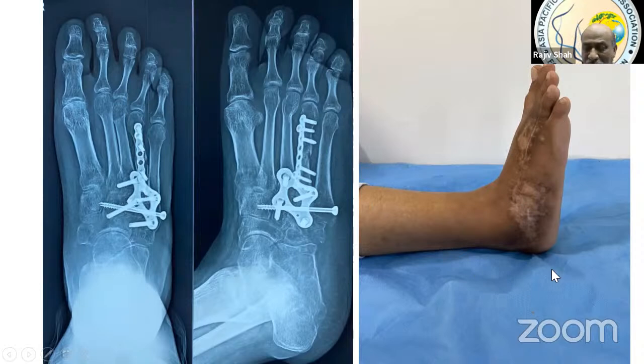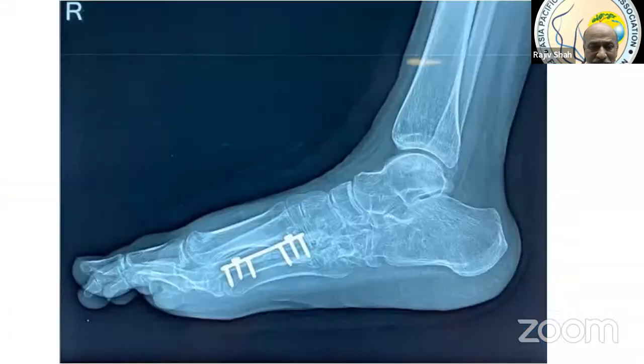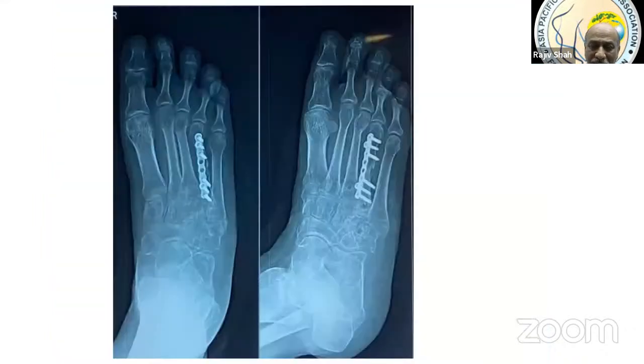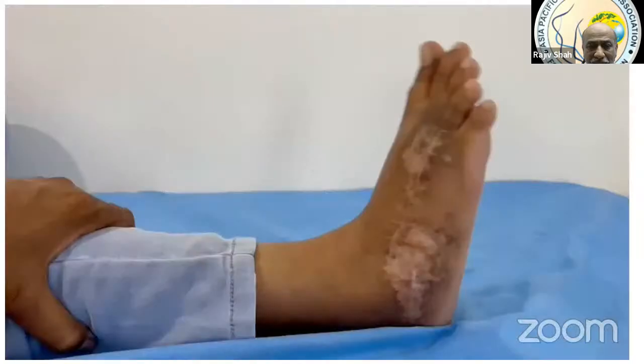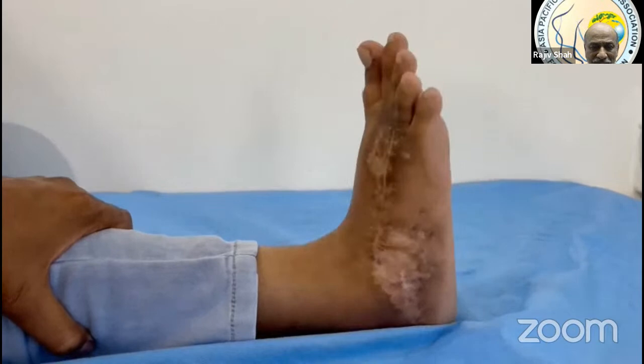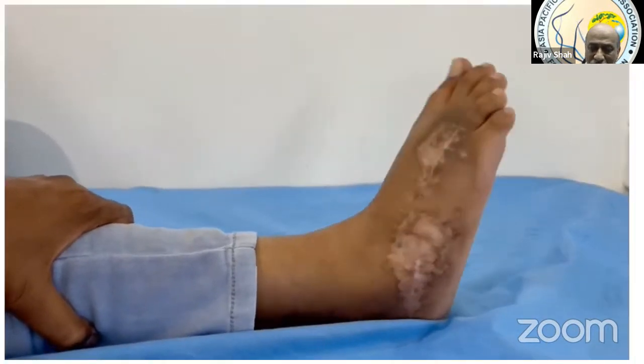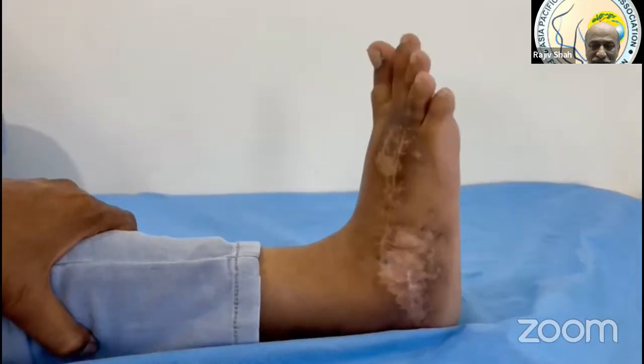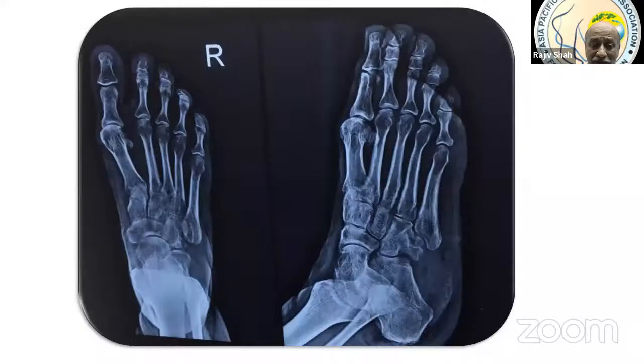And this is how everything healed. And this was the final picture. And then I removed the bridging plate as well as that screw which was passing from the fifth metatarsal base to the cuneiform. And this is the function, obviously not much inversion, but good dorsiflexion and plantarflexion, and he has gone back to his routine work. So this was one case where I had fixed the third, fourth and fifth lateral column rigidly with the third ray. That's why I showed you this case. The situation demands that you need to do that also.